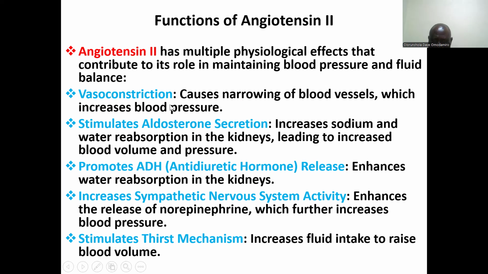So it has a vasoconstriction effect that leads to narrowing of the blood vessels, which invariably increases the blood pressure. Another function of angiotensin 2 is the stimulation of aldosterone secretion from the adrenal cortex. This aldosterone secretion increases sodium and water reabsorption in the kidney, which leads to an increase in blood volume and pressure.